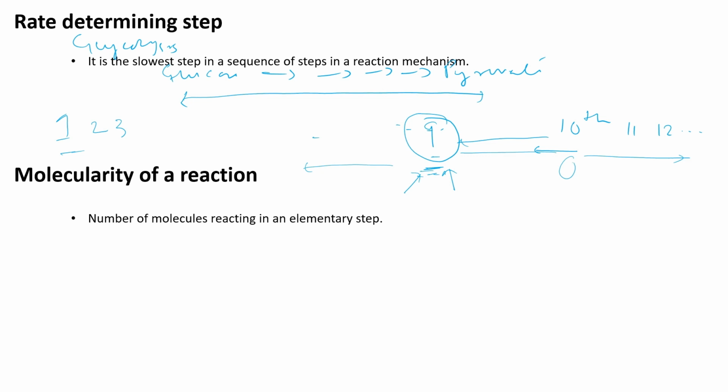Now, molecularity of a reaction. Molecularity of a reaction means the number of molecules reacting in an elementary step. For example, if a single molecule of a single reactant is involved and giving product, it is monomolecular. If two reactants are involved, each having one molecule, giving product, then it will be bimolecular. If three molecules are reacting, it will be termolecular, and so on. So molecularity of a reaction means the number of molecules reacting in an elementary step.